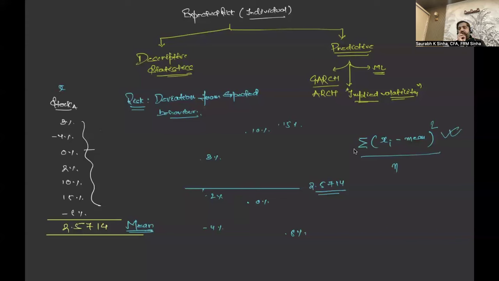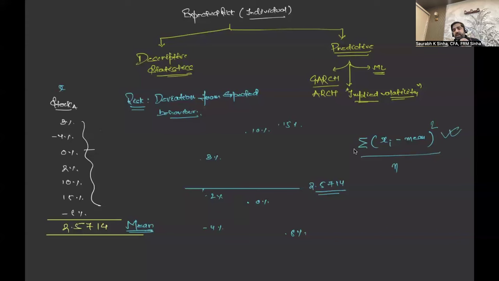Why are we not using mean absolute deviation? Definitely you can use it, it's your choice. But when you study statistics and quantitative analysis, you will understand the best measure for risk is standard deviation or variance. Best is standard deviation, but we'll talk about why we'll not use variance. Right now I'm writing the formula for the variance. Variance formula is what? (xi minus mean) whole square upon n. That is what the variance formula is.